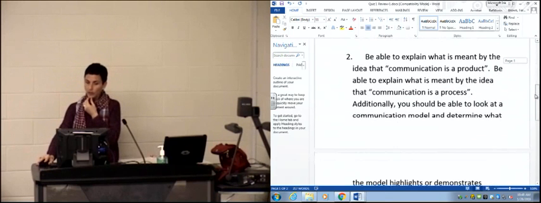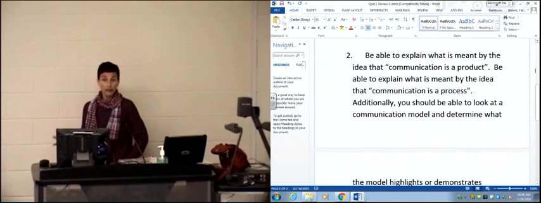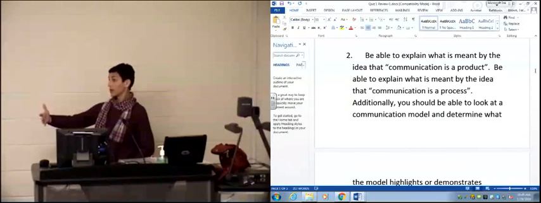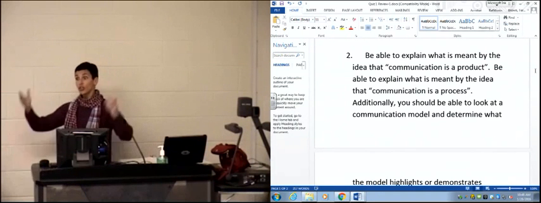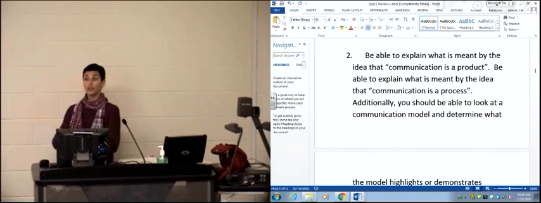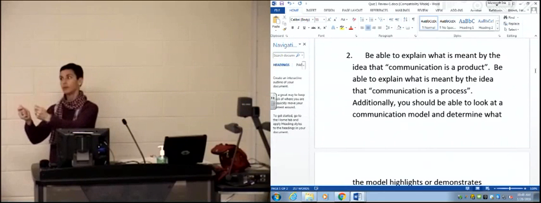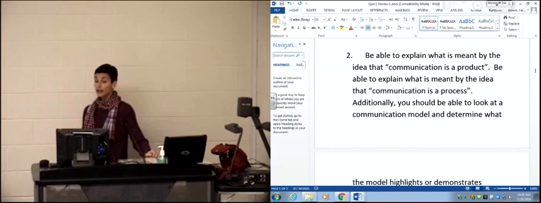Next one. Be able to explain what is meant by the idea that communication is a product. And we had some really good examples of that in here. The training at the restaurant with the hot dog, that really treated communication as a product because the whole point was at the end, you need to be trained well. You need to have received and understood this message that I have sent. And how it got there really doesn't matter. You just need to be able to make the hot dog correctly. That's looking at communication as product.